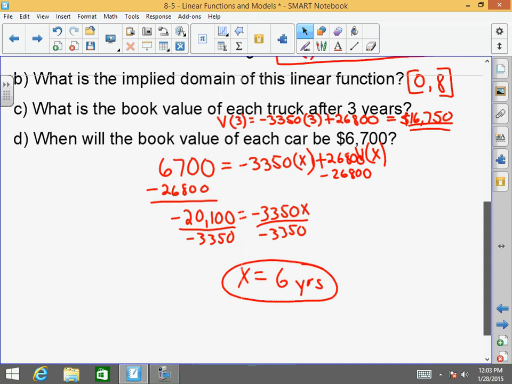So we talked about cost, we talked about depreciation, sales commission, and hopefully this makes sense.